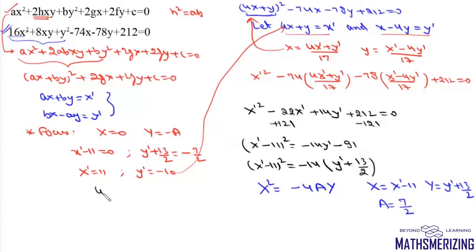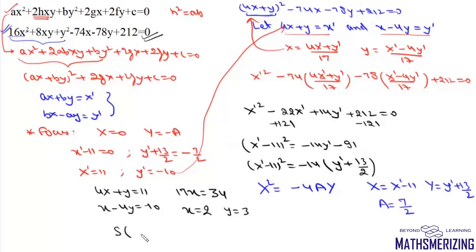So I'll get 4x plus y equals 11 and x minus 4y equals minus 10. Now I'll multiply the first one with 4 and I'll add the second one. So I'll get 17x, and this is 44 minus 10, so that is 34. So the value of x here is 2, and if I put x as 2, I'll get y as 3. So the focus of this parabola will be at 2, 3.